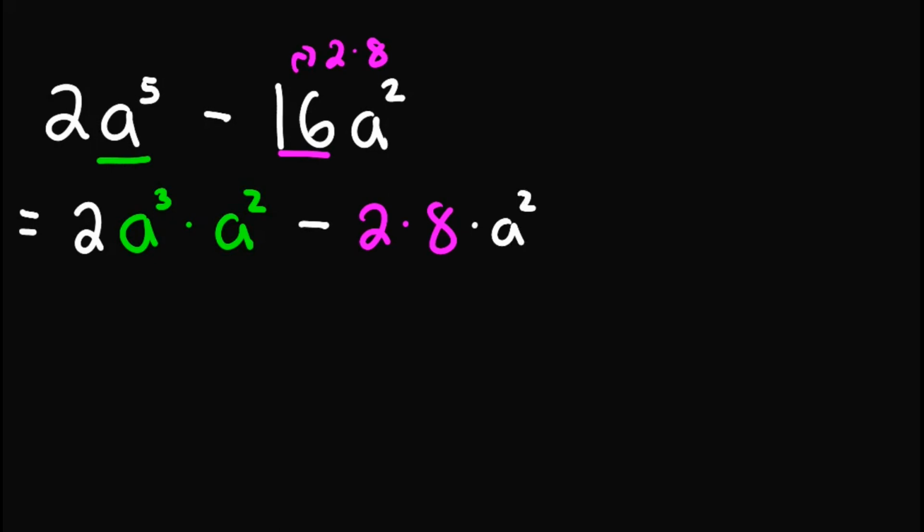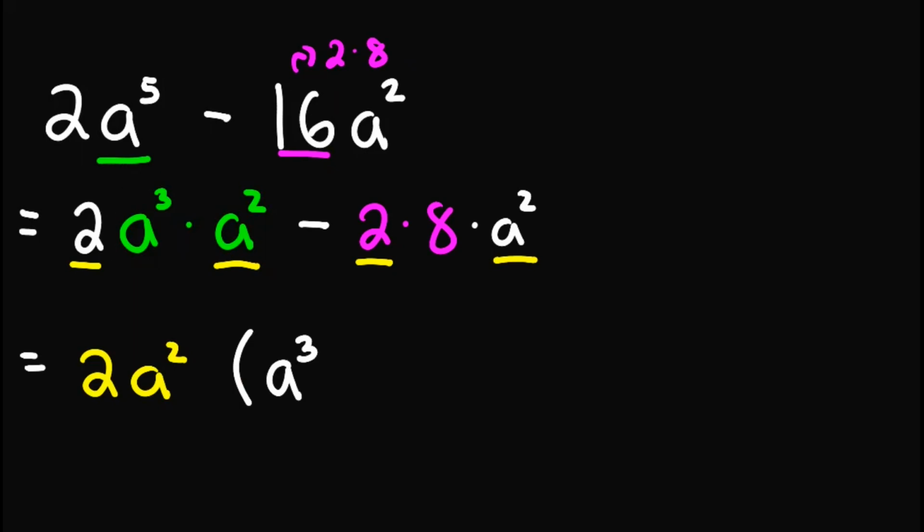And now from here, we can observe that each of these two terms has a factor of 2 and a factor of a squared. So we can factor that one out, and we'll have 2a squared out here times the inside will contain a cube, since it is left here, minus 8. And so we have this one. Now, are there any more common terms between a cube and 8? Clearly, no. So we can conclude that 2a squared is the greatest common monomial in this polynomial.